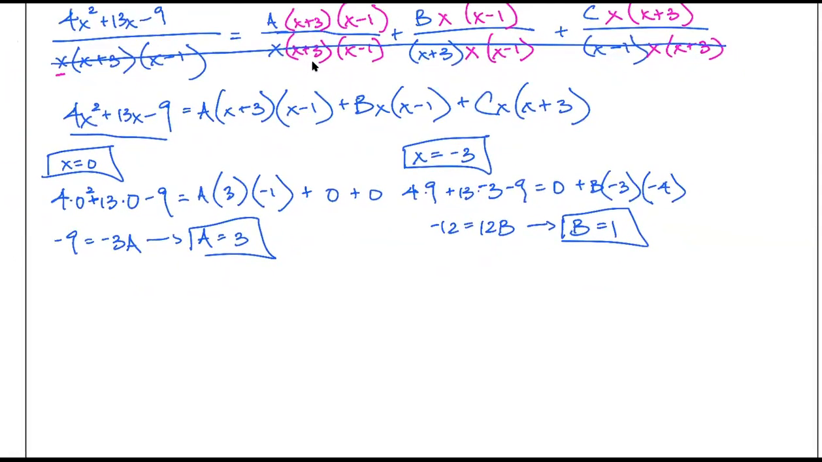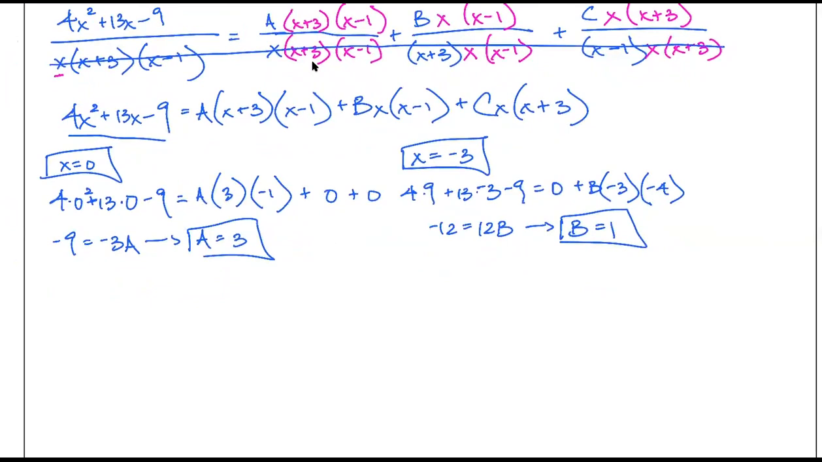We just have one last constant to find, and that's going to be our c. And so again, we can pick a number, be clever about what we pick. And in this case, if I pick 1 for x, I'm going to be able to find a value for c. So let's let x equal 1. And I'll get 4 plus 13 minus 9 equals 0 plus 0 plus c times 1 times 4. Or I'll get 8 equals 4c, or c equals 2.